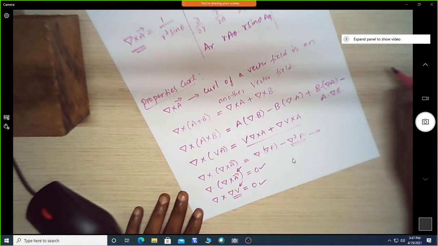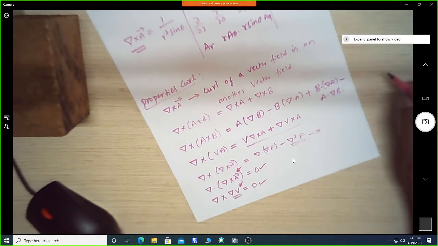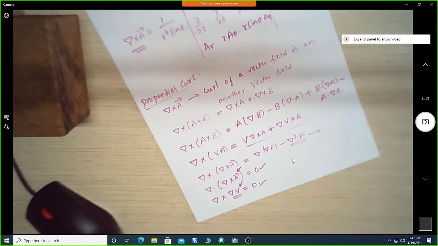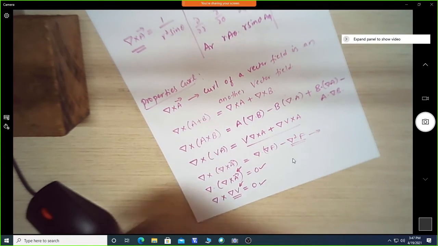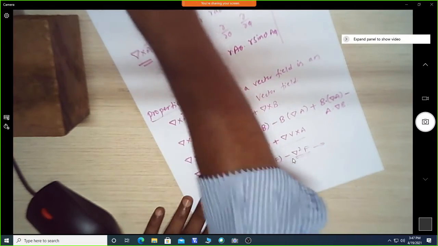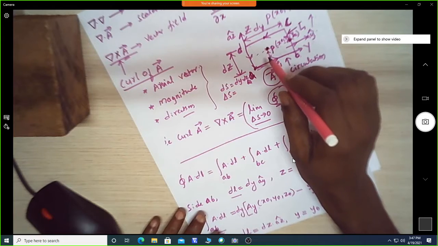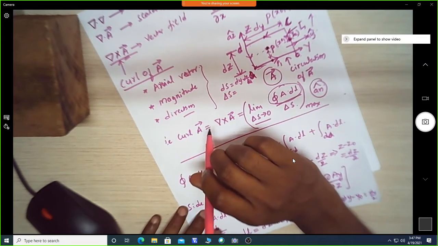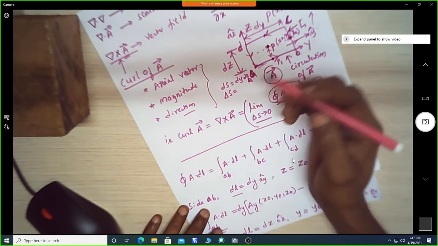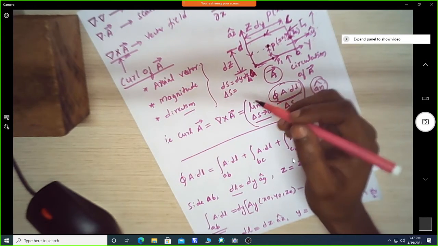As I said, the physical significance of curl is the maximum circulation of vector A per unit area. That is what we are able to get from this curl. It also indicates the direction, that is, in which plane the circulation is happening, as we discussed here. The direction is always normal to that surface area. So this is what the curl of a vector field is.